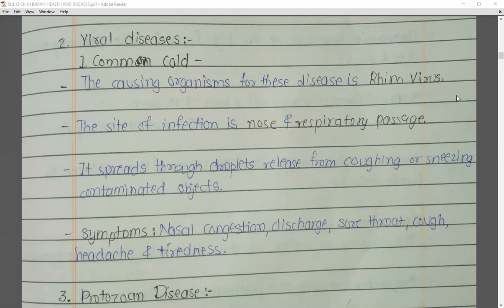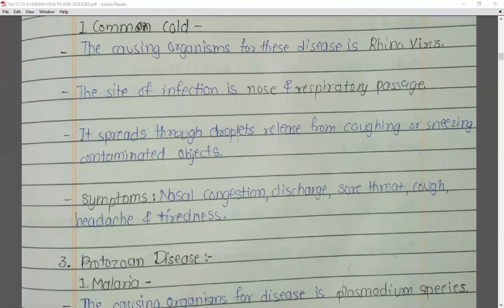Now, the site of infection is the nose and respiratory passage. So again, these are entering inside your body by means of respiration. So the main site of infection is the nose as well as the respiratory passage, right? Next, it spreads through the droplets released from coughing or sneezing, or by contaminated objects. So if you touch any contaminated objects, or if the droplets have already fallen on those objects and you touch them, then also it can spread.